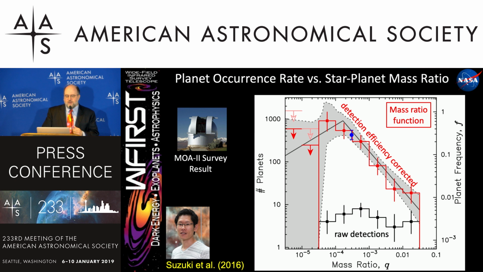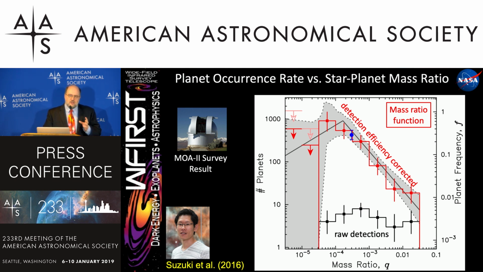Okay, so at present, the state-of-the-art statistical study of planet properties from microlensing is this MOA-2 survey result, also led by Dr. Suzuki. And here I show a plot of the 30 planets from this study plotted as a function of their mass ratio. That's the black histogram at the bottom. And you see that as far as planet discoveries go, the distribution is pretty flat in mass ratio.